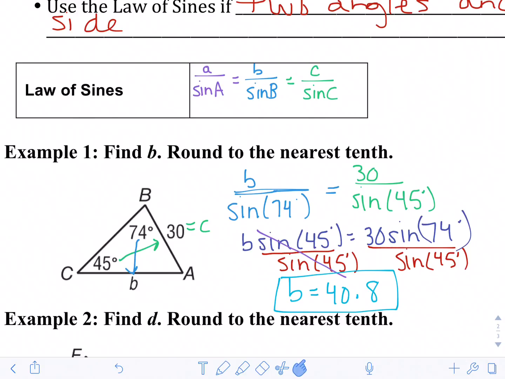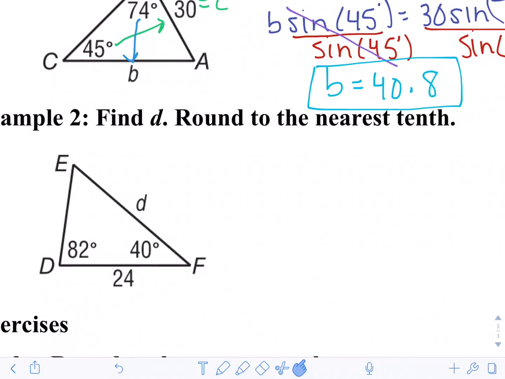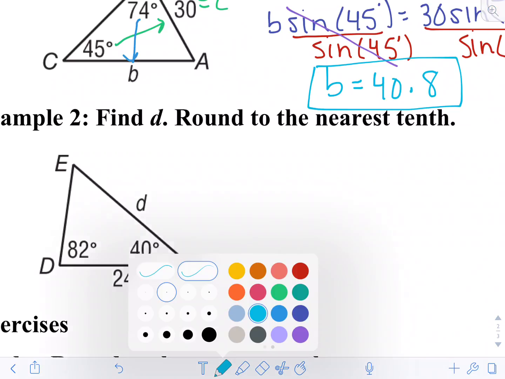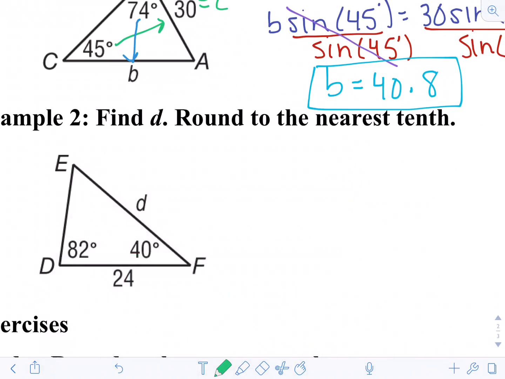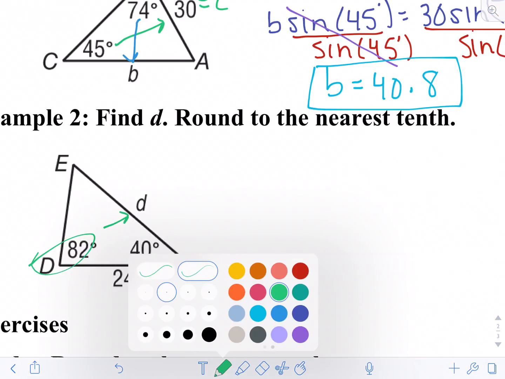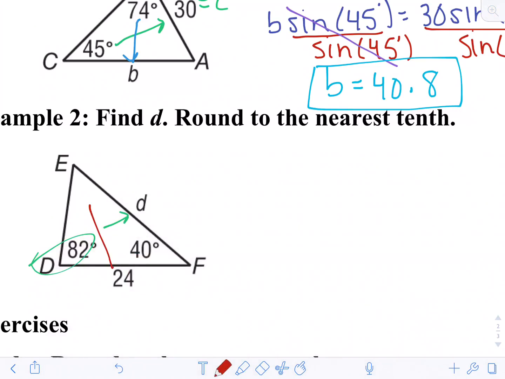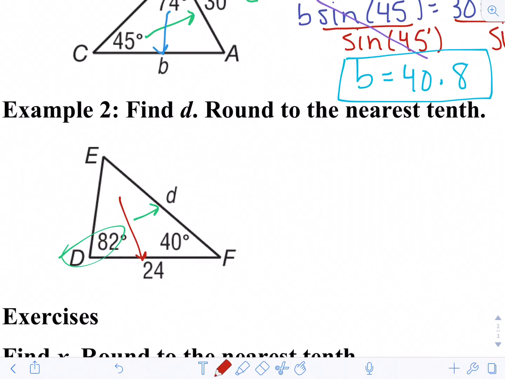Okay, next one, example number 2, we're going to find d. So again, I'm going to look at what I have. First, I know I have angle D, and I've got to find little d. And then I have this side here for 24, but I don't know the angle in here. Well, I can figure that out because there's 180 degrees in a triangle. So 180 minus 82 minus 40 will get me 58 degrees. So this will be 58 degrees.